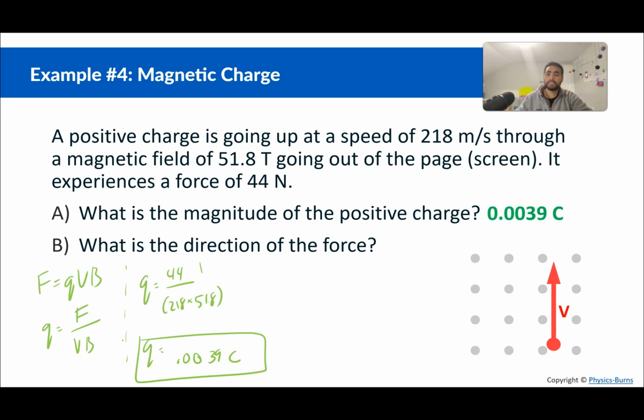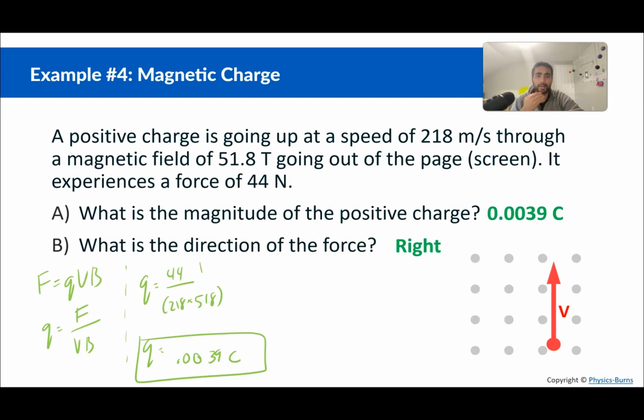Okay, and what is the direction of the force? Okay, so going up. Magnetic field is going out of the page, so that means we're pointed out this way, coming towards me. And that means my thumb is going to be pointed to the right. So the force is going to be going to the right. Okay, hopefully we're getting pretty good at this. All right, that's pretty much it.